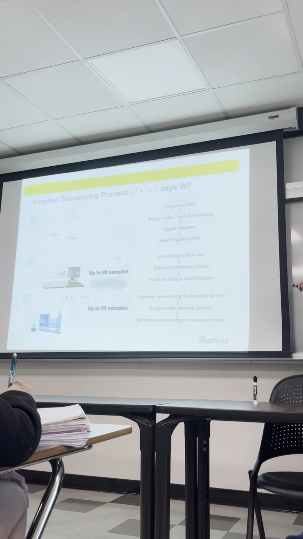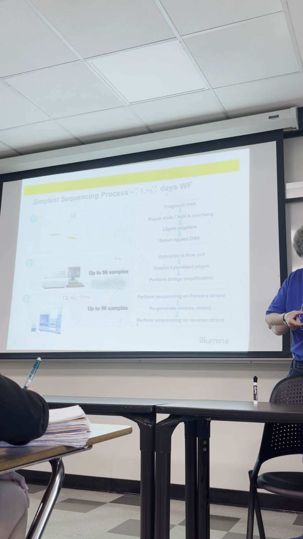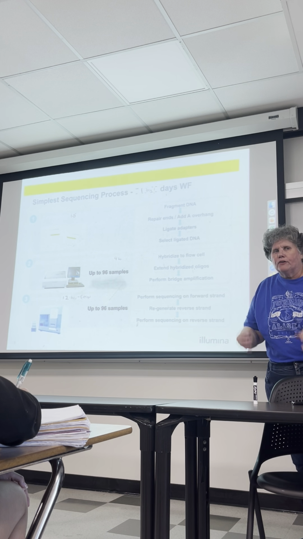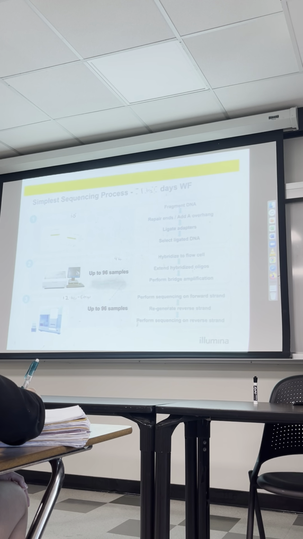So then you're going to hybridize that to the flow cell. So the flow cell is kind of like what I showed you, that little microscope slide. And you're going to extend them, and I'll be showing you the extension and amplification process, how that works. And then you sequence one strand, and then you sequence the other strand, and then you put them together with computing power. So that's the overall picture of what's happening.